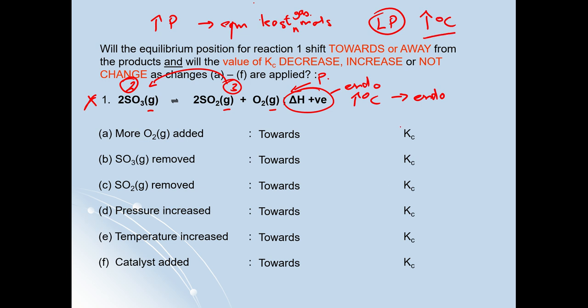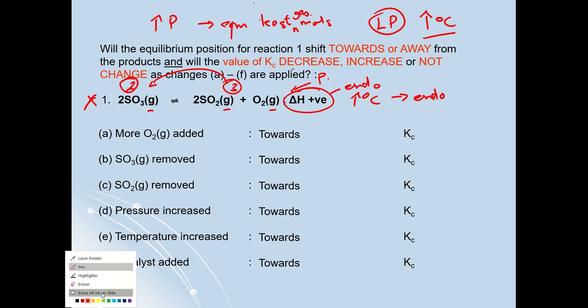Okay, well let's look at what happens here. So you might want to pause the video again and do some predictions here as to what happens to the position of the equilibrium. You can see the questions asking us, does the position of equilibrium move towards or away from products? And does the Kc increase, decrease, or is it simply unaffected?